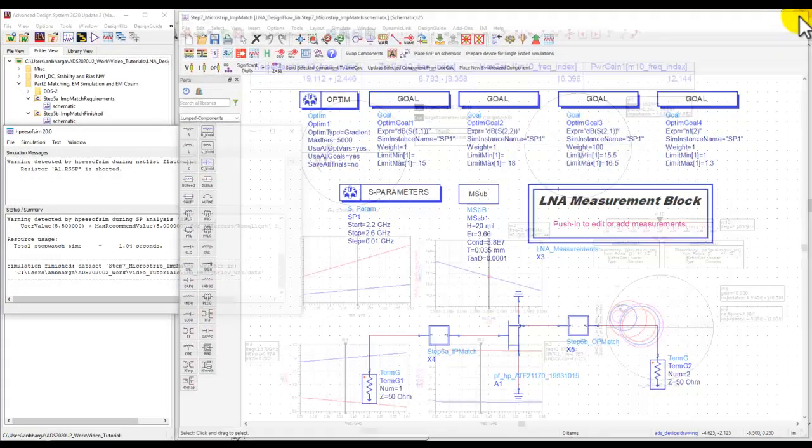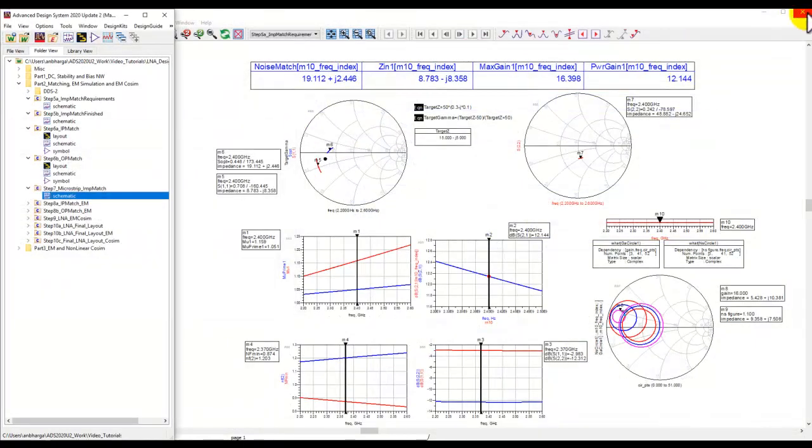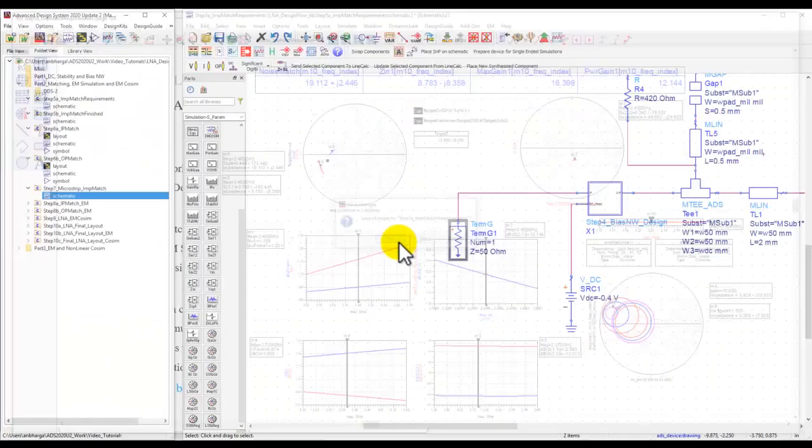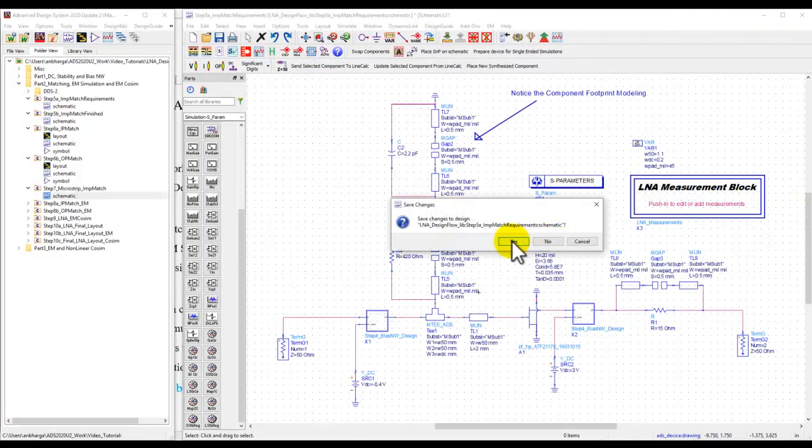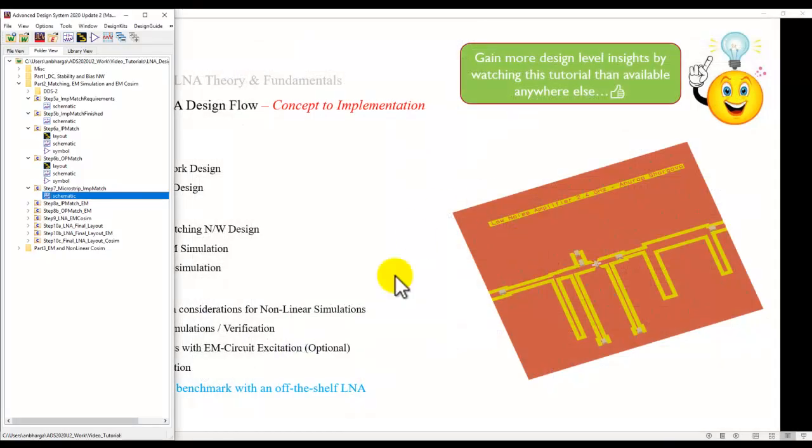Now, as a logical next step, what I need to do, I need to create a layout, and then in that layout, I would like to do a co-simulation to take care of the further parasitics of layouts in my schematic design. Now, again, there are a couple of methods you could adopt.